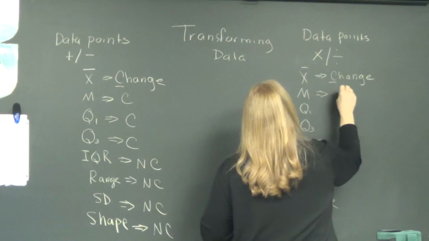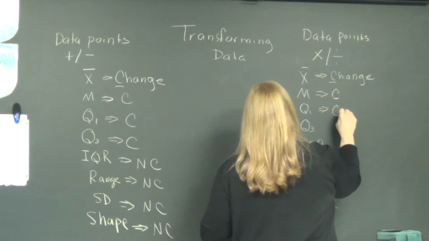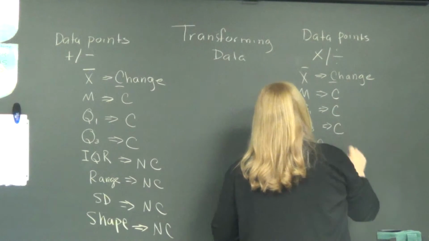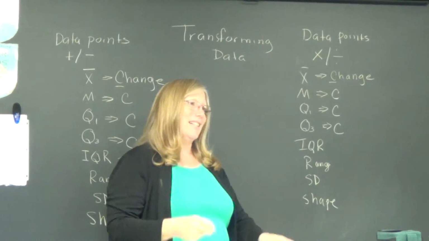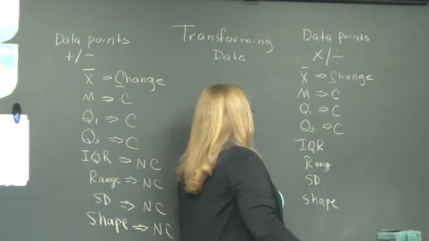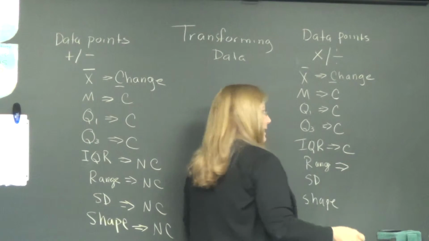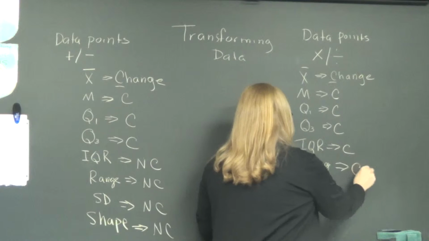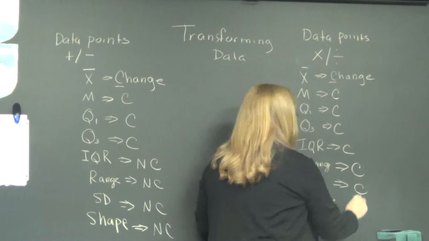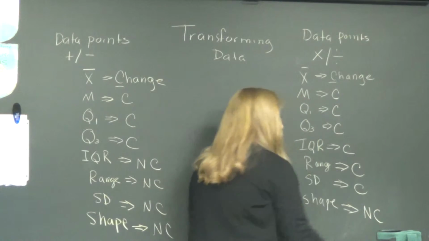Did the median change, Bailey? Yes. Quartile 1? Yes. Quartile 3? Yes. What about the interquartile range? This time, because it's stretched out, the difference between quartile 1 and 3 also changed. The range, did that change, Bailey? And the standard deviation and the shape. Only one straggler hasn't changed.